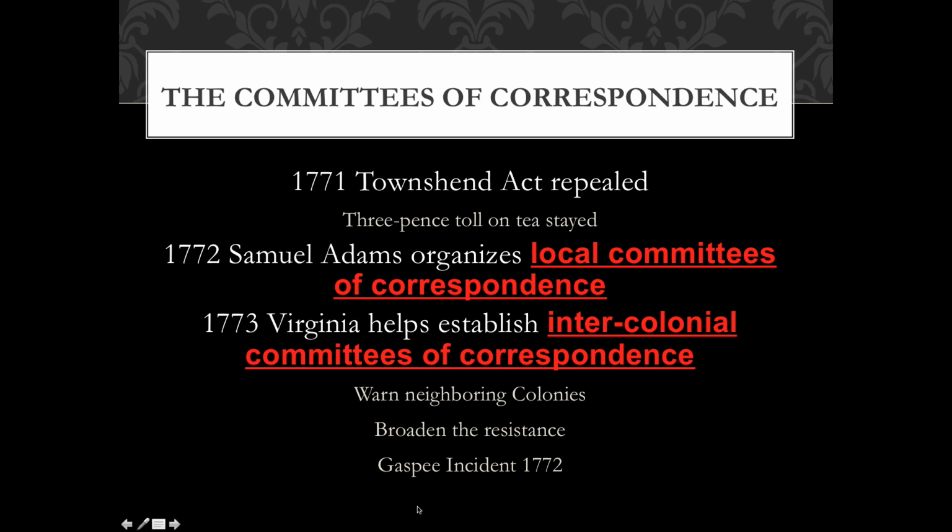You get the Gaspée incident, where this British ship runs aground off the coast of Rhode Island, and they got stuck. They got too close to land, and they wind up on a sandbar. When the sailors got off to try and get help, people from Rhode Island row out there and set this ship on fire. By the way, that's an act of war. That's why Virginia wants to know, whoa, we don't want colonies starting wars without us. So we want intercolonial committees of correspondence.